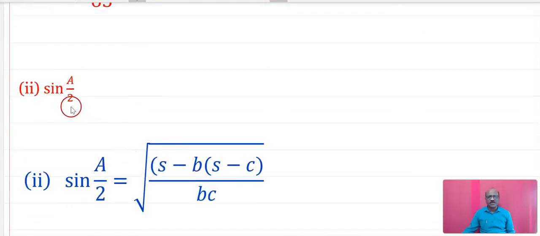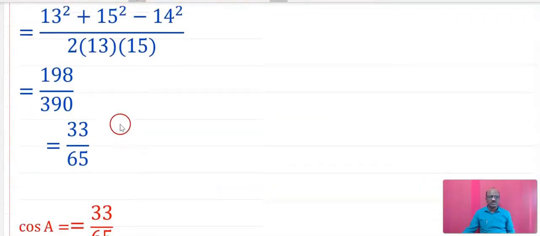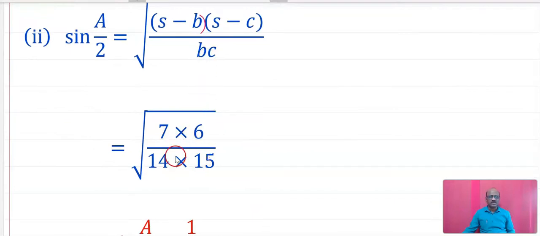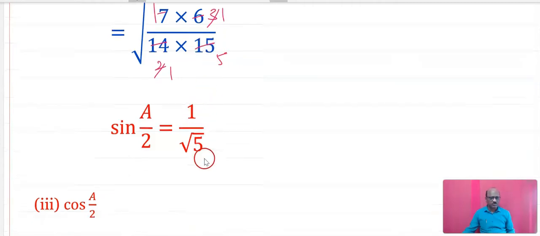Next is the sine of A by 2. Similarly, substitute the values. Sine of A by 2 is equal to the root of (s minus b)(s minus c) upon bc, that is 7 into 6 upon bc, 14 into 15. After the calculation you will get the root of 1 upon 5, that is 1 by root 5.